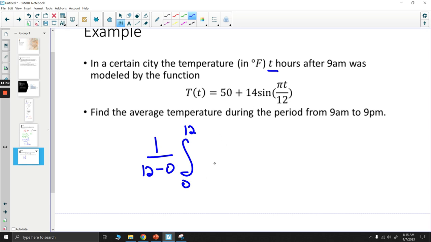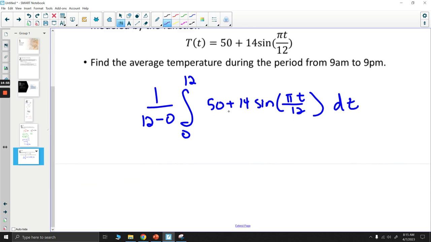and we're just going to integrate our temperature function here. So 50 plus 14 sine of pi t over 12. Okay, and we're going to do this with respect to t in this case, since t is our variable. All right, so this would be 1 over 12 times the integral from 0 to 12 of 50 plus 14 sine of pi t over 12.